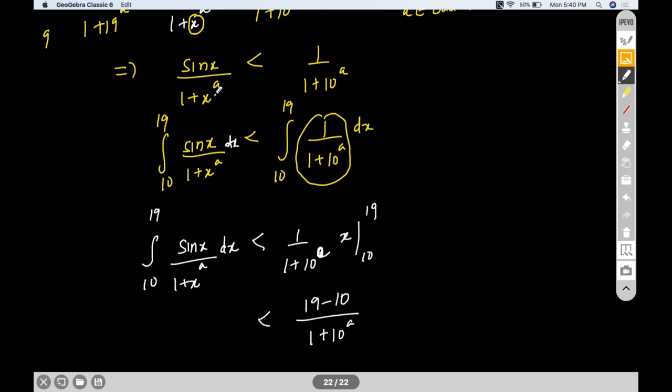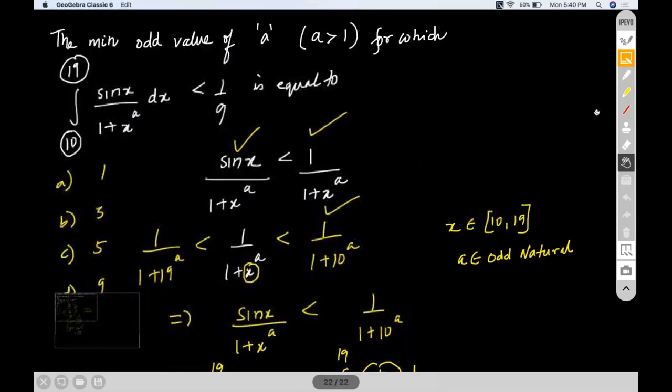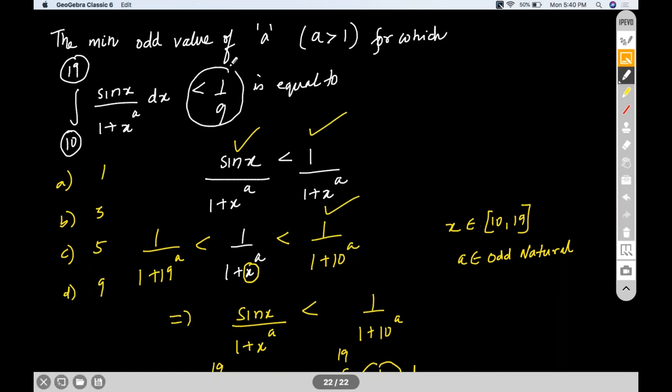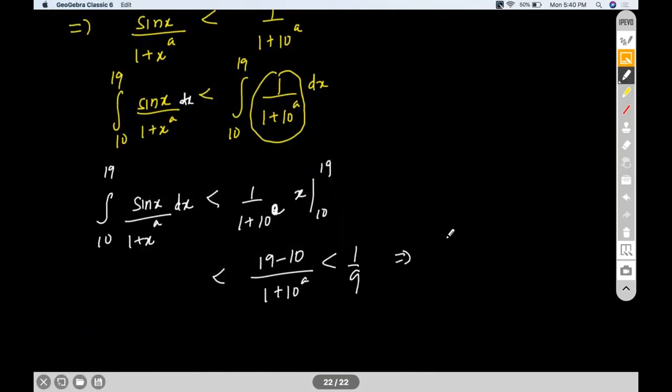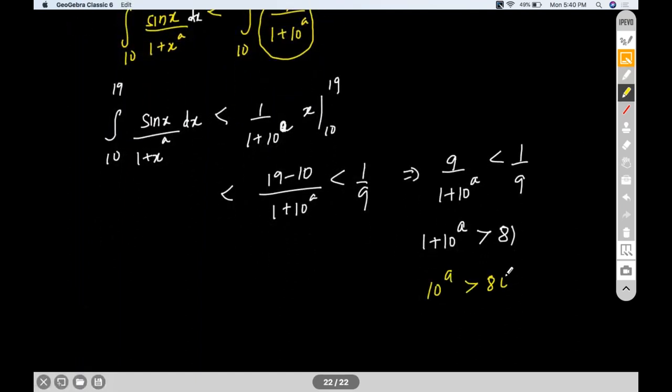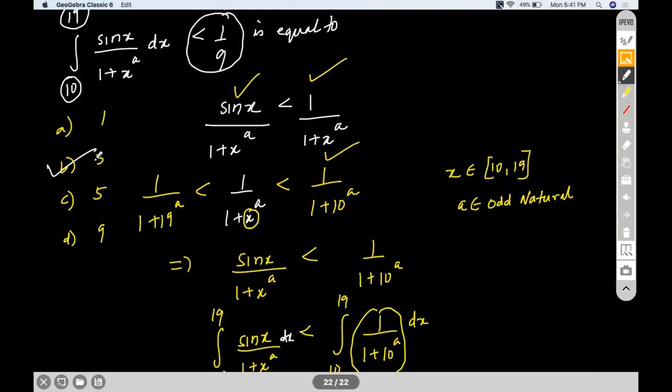Now can I say if this integral that we seek should be less than 1 by 9? Here you are saying this answer should be less than 1 by 9. Can I say this term should also be less than 1 by 9? That means 9 by 1 plus 10 to the power a should be less than 1 by 9. That means 1 plus 10 to the power a should be greater than 81, correct? That means 10 to the power a should be greater than 80. So which is the minimum a for which this will be greater than 80? The minimum a cannot be 1, it can be 3. In fact, 2 also works, but they're asking for the odd number. So a equal to 3 is your answer. So option B is correct.